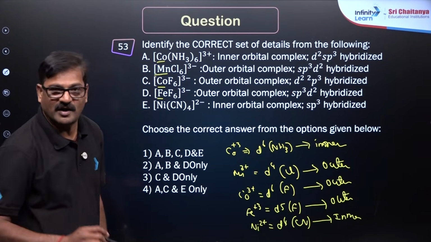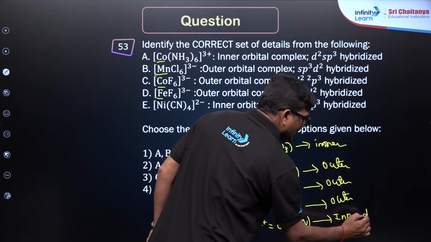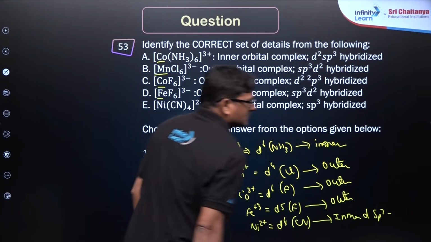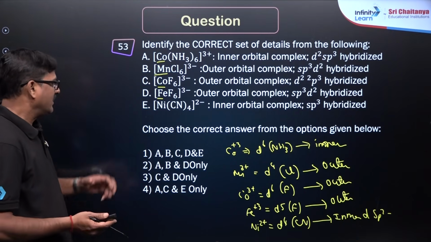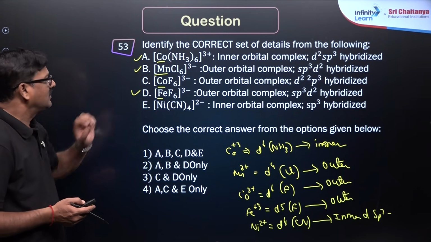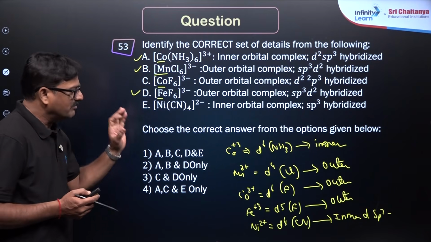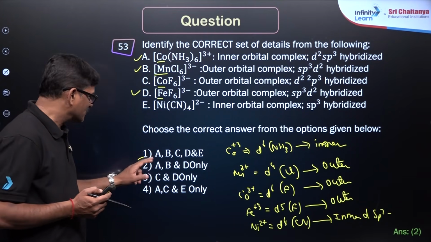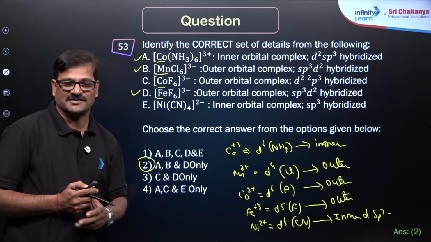With coordination number 4, a square planar complex is going to be dsp2. So in this case I can say A, B and D show the correct match for this. Option 2 is going to be the correct answer for this question.